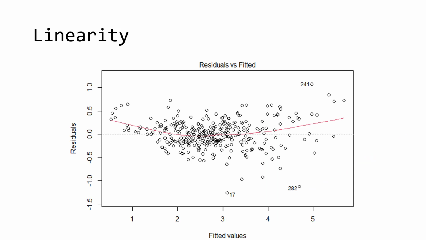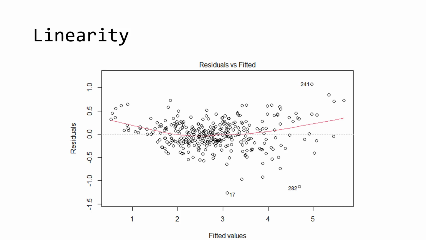This plot of residuals versus fitted values helps us check for linearity. Any systematic pattern that appears in this plot is a sign that there's a deviation from linearity in the data. Each point is plotted as the fitted value on the x-axis and the residual for that fit on the y-axis. The red line is a smoothing line meant to make patterns easier to see.